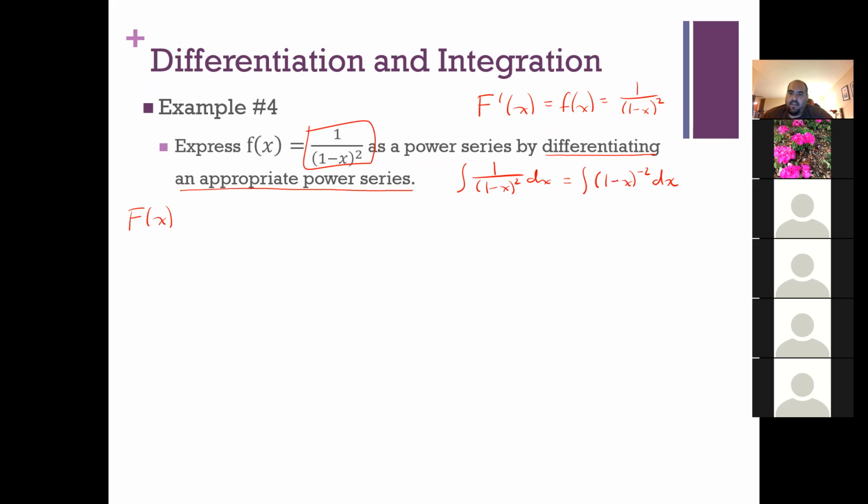So how do I find this? What is this antiderivative? Help me out with that. It's just 1 over 1 minus x, right? This is just 1 over 1 minus x plus c. So this capital F of x here is just 1 over 1 minus x. Do I have a power series representation for 1 over 1 minus x?